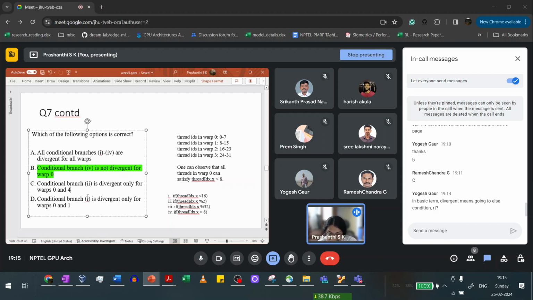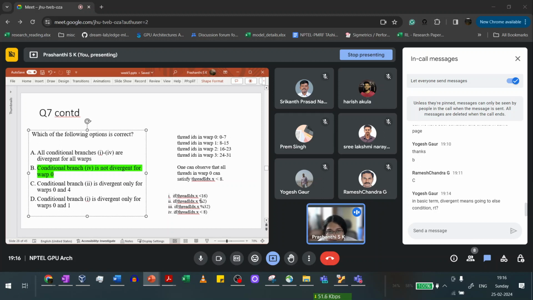Divergence means going to the else condition. If you have a single if-else, it means that some threads are going to fall in the if part and some are going to fall in the else part. If you have nested branching, then your threads diverge in that some of them go to sub branch 1, some of them go to sub branch 3. It could be any of those cases. In a simple if-else case, some threads fall to the if part and some evaluate the else part.